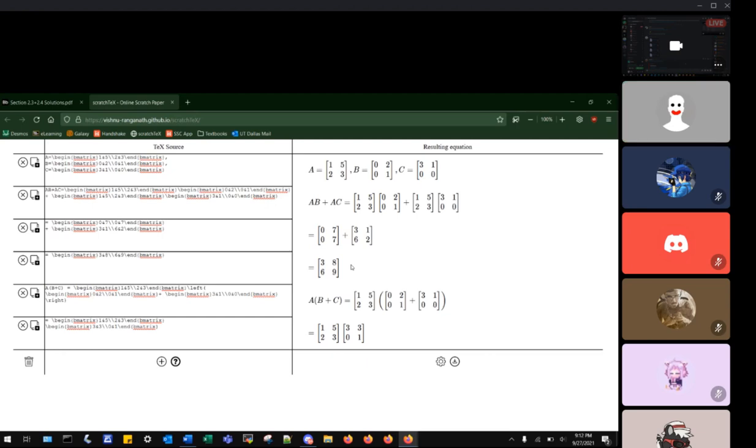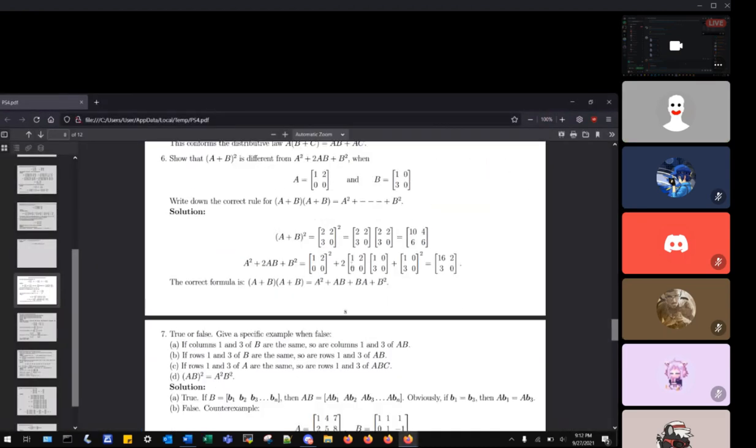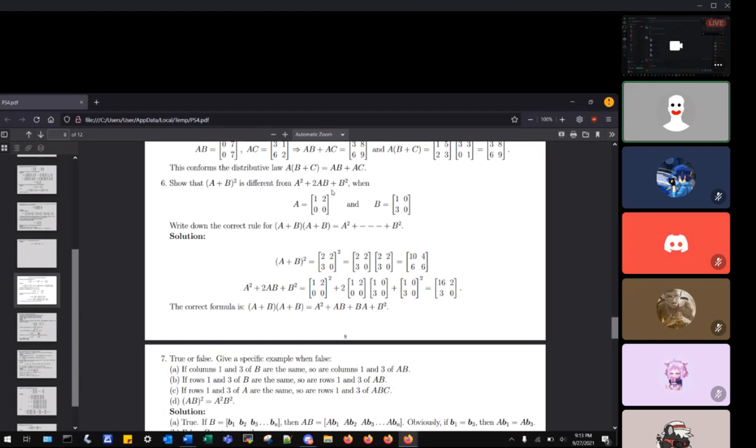Anyone have any questions? This is relatively straightforward. Number 6 is pretty straightforward as well. The proof is that matrix multiplication is not commutative, so it would be a squared plus ab plus ba plus b squared instead of 2ab.